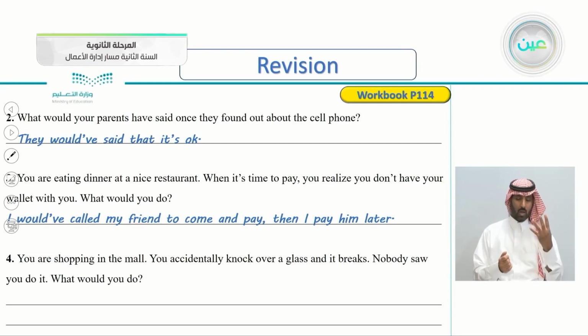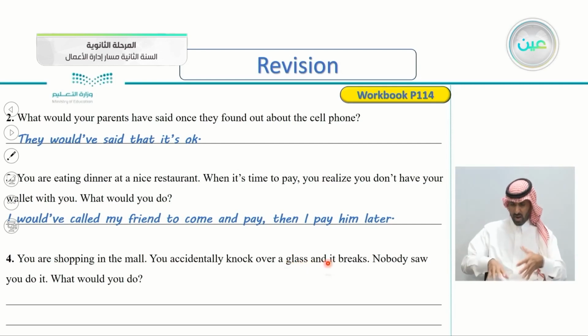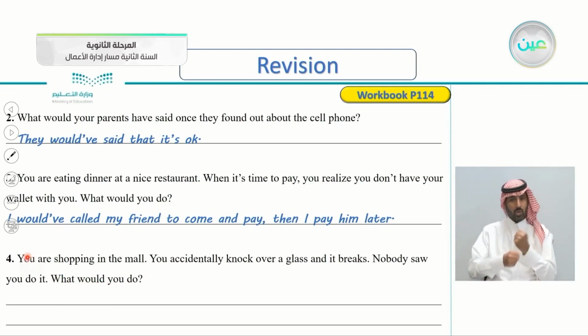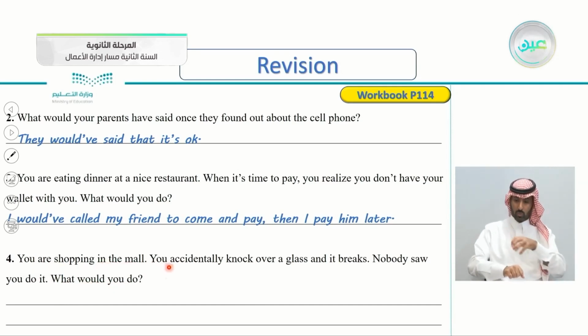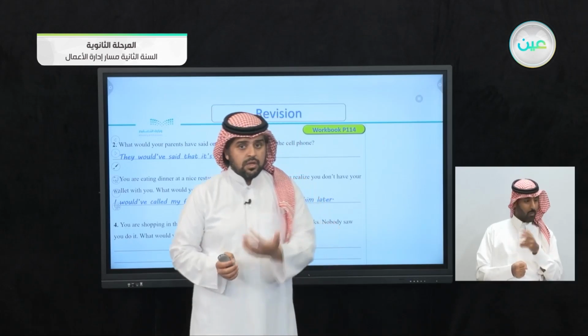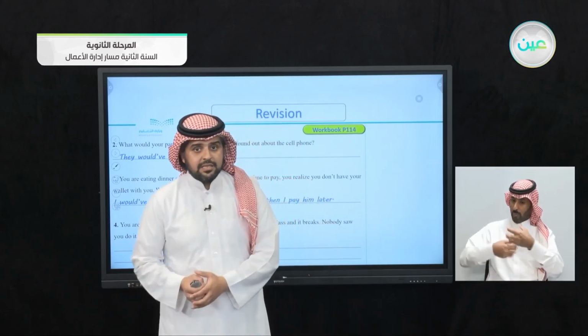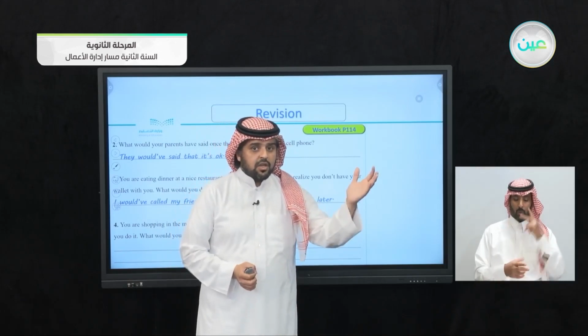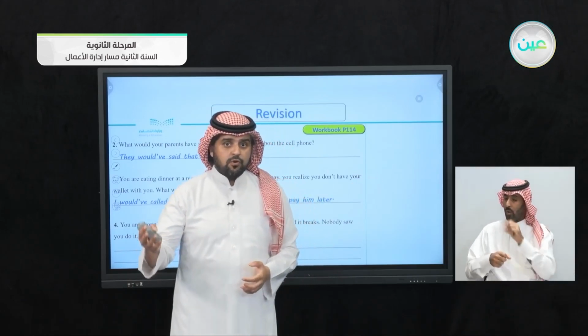Number 4, you're shopping in the mall, you accidentally knock over a glass and it breaks. Nobody saw you. What would you do? So you're walking, and you accidentally knock over a glass. When the glass fell down on the floor, it breaks. And nobody saw you do it. No one noticed. What would you do? So would you walk away or go tell the owner of the shop of what you did?